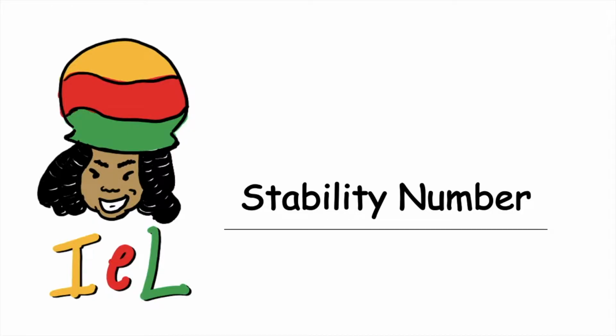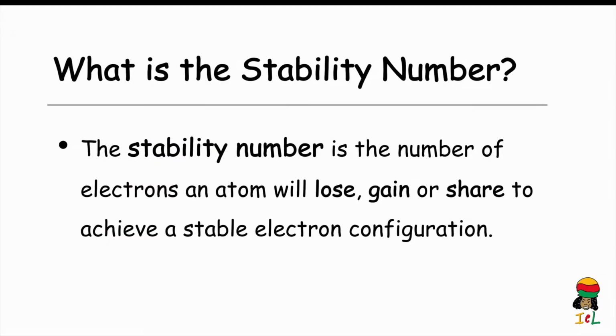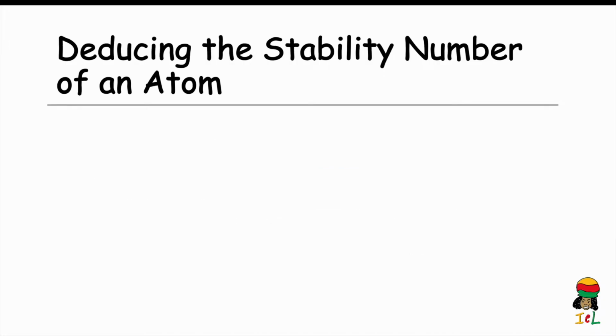Throughout this lesson, we will be using the term stability number. Therefore, we must understand what the stability number is and how to determine the stability number for atoms, particularly the atoms of the first 20 elements. So what is the stability number of an atom? The stability number is the number of electrons an atom will either lose, gain, or share to achieve a stable electron configuration. We can use the periodic table to assist us in deducing the stability number by following two steps.